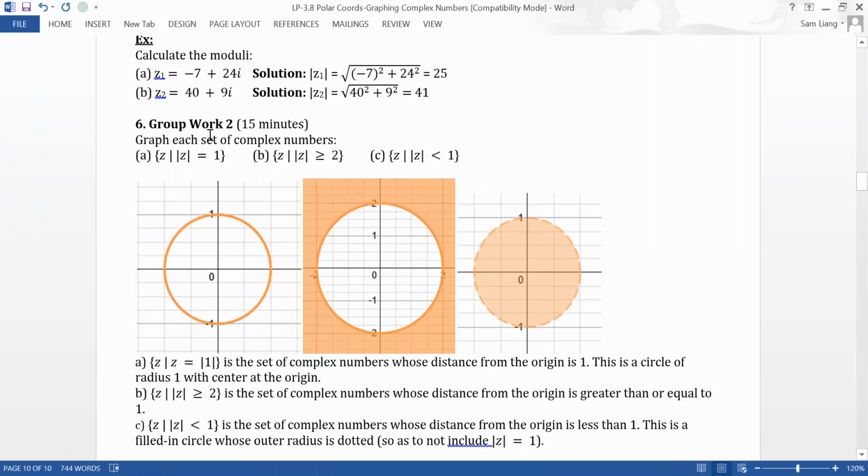But you've got to think about it for a sec. So this is a set of all complex numbers, part A, such that the distance from the origin, right, that's what absolute value means, the distance from the origin is equal to 1. So if you think about that, all complex numbers whose distance from the origin is 1, right? And as we know, the complex plane is 2D. So that's going to be a circle with radius 1, centered at the origin, right? So that's my description right here.